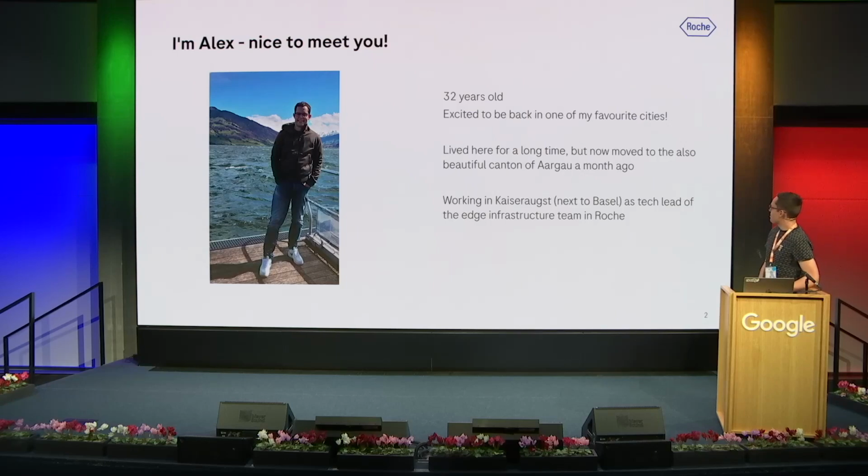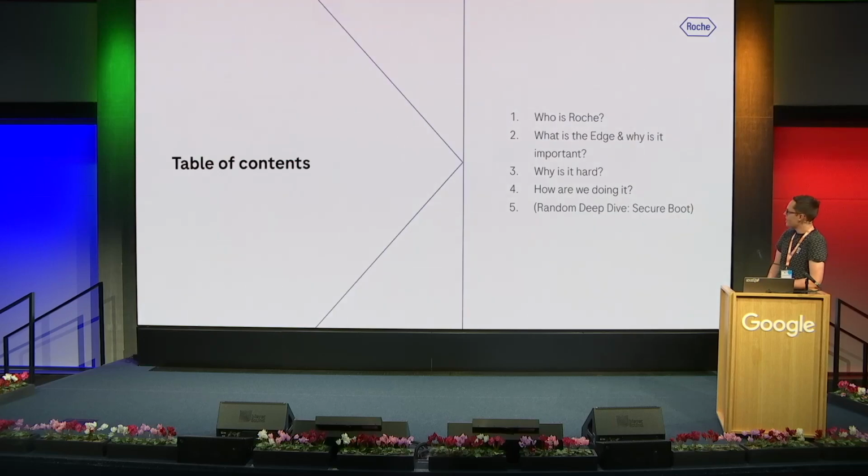So today I will be talking a bit about Roche and what we're doing in the Kubernetes world. Before we dive in, let me give you a quick overview of what I wanted to share with you today. First of all, a quick introduction again: who is Roche? Then I will talk about what the edge is. You've seen it in the title. Why is it important? Why is it hard to do edge computing? And then in the last two sections, I have an overview of what we're doing and how we're doing it. And if there's time at the end, I will have a random deep dive on Secure Boot, but we have to see if I will have enough time for this.